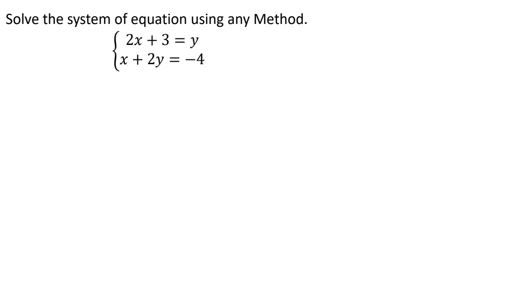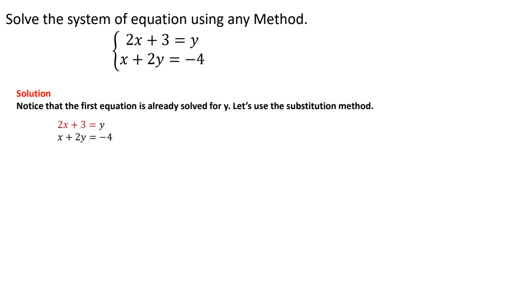Okay, I think we have time for one more. So solve the system using any method. Notice here that in one of the equations I've already solved for y. So the method that comes to mind first is the substitution method. I know that y is equal to 2x plus 3, so wherever I see a y in the second equation, I'm going to replace it with 2x plus 3.